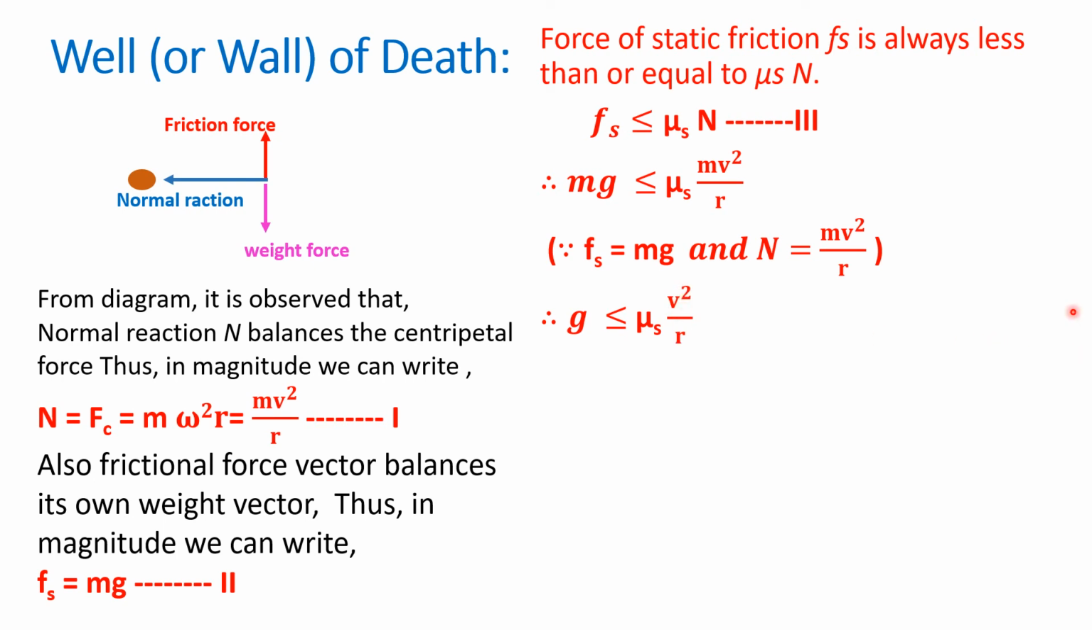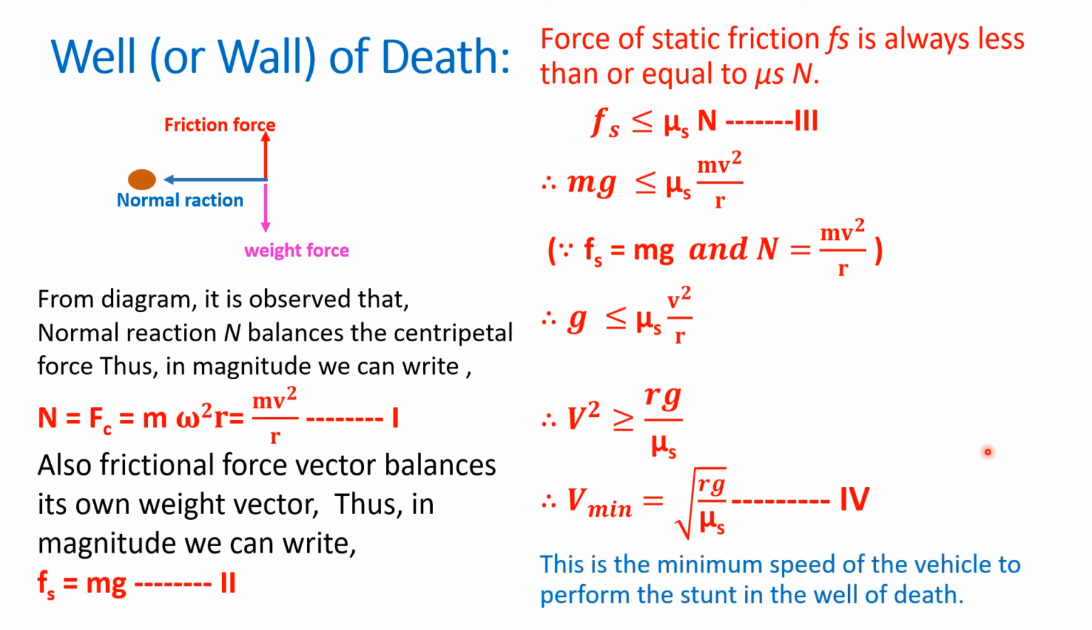Here the velocity must have a minimum value as the frictional force is limited, and therefore v square must be greater than or equal to r g upon mu s. Rearranging this equation we get v minimum is equal to square root of r g upon mu s. So this is the minimum speed of a vehicle to perform the stunt in a well of death or Maut ka Kuwa.